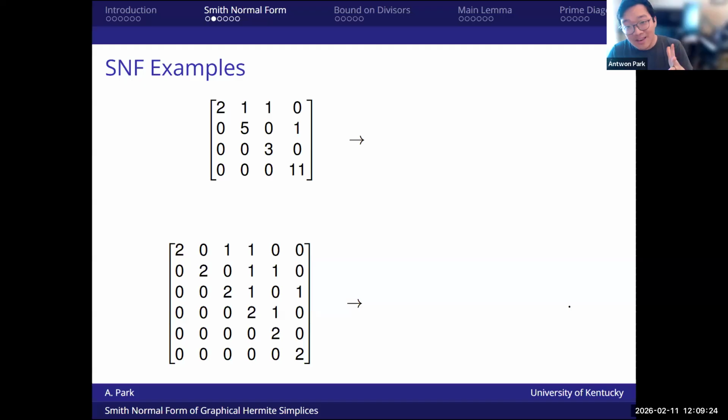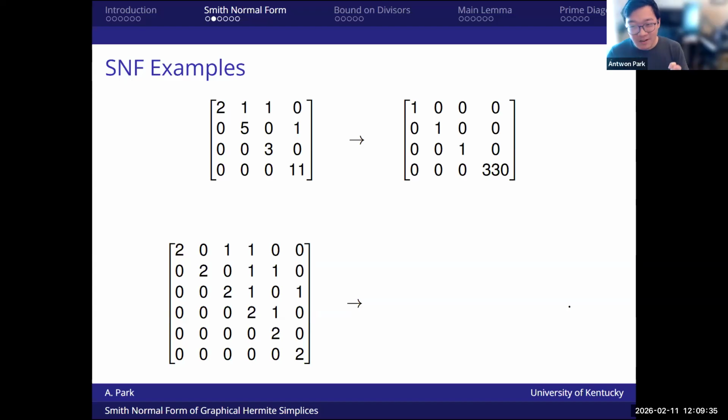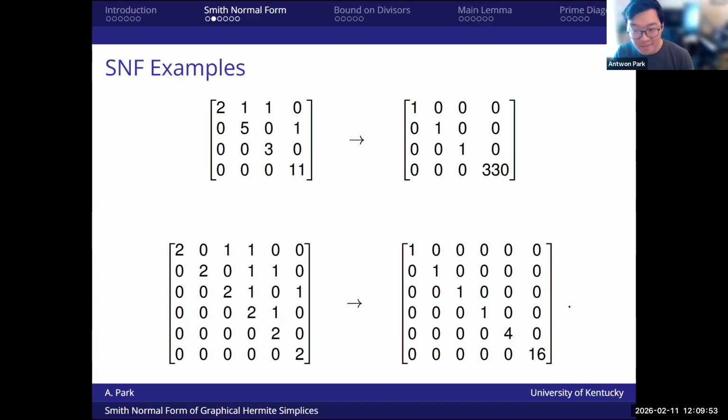So here we had the two examples from earlier. On the top one, if you go through and figure out what the transformation is, or just give it to a computer to solve, you're going to get that your diagonal matrix is going to be 1, 1, 1, 330. So everything collapses into that last spot in my diagonal matrix. And on the other one over here, similar thing, give it to a computer and ask for its Smith normal form. You're going to end up getting that this is its Smith normal form.